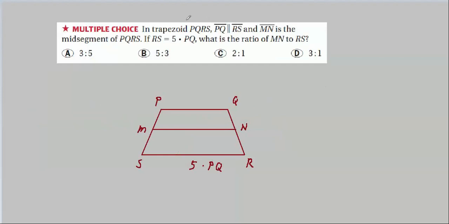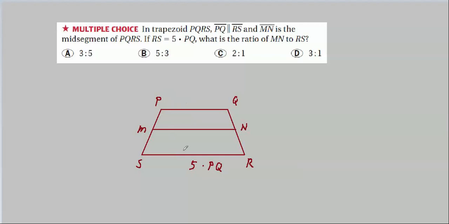Okay, here they're telling us that we've got a trapezoid. I went ahead and drew it here. PQ is parallel to RS. MN is the midsegment. They're also telling us that this bottom base here is equal to 5 times PQ. And what they want to know is, what's the ratio of MN, that's this one, to RS? Sounds complicated, but maybe not.